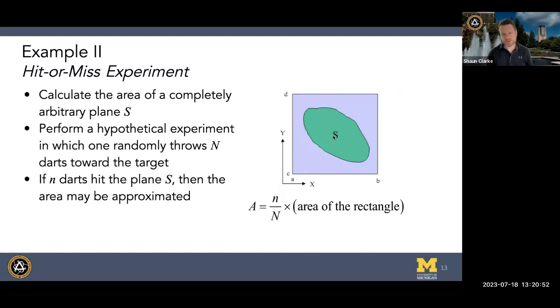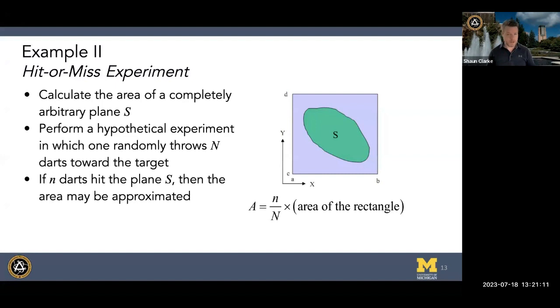You can imagine this surface S is some elaborate surface that we can't simply compute the area of. It's not like a circle. It's some elaborate surface that doesn't have a nice equation for it. So the question is, how can we compute the area of S?